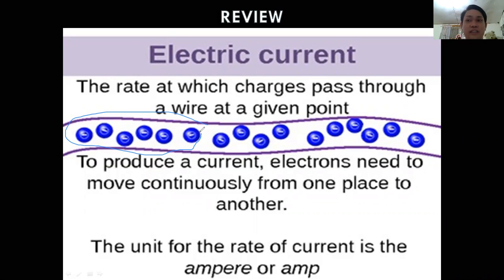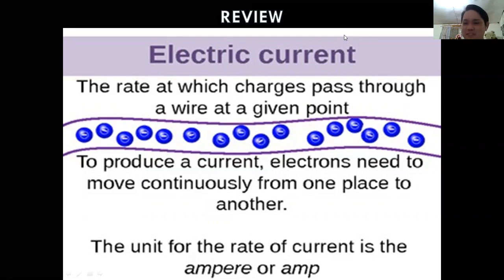And also, if the electrons move freely, there is something like conductivity of electrons, as I mentioned last week. And another thing, the unit for the rate of current is called ampere or amp. Okay, so I hope you can still remember these topics, because we just mentioned this last week.